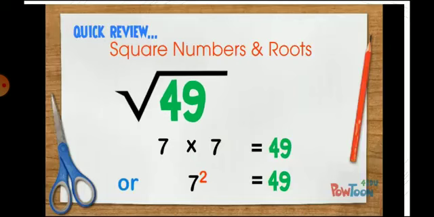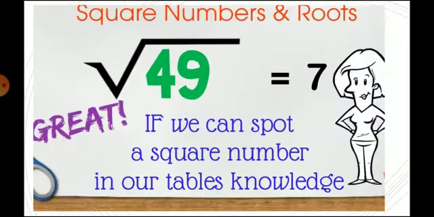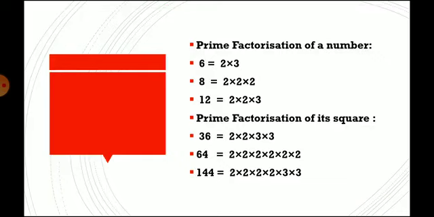See, this is the answer. Okay. Yeah, square numbers and roots. Yeah, the square root of 49, the answer is 7. Yeah, super. Then we can spot a square number in our tables knowledge. Okay, next we move to prime factorization.